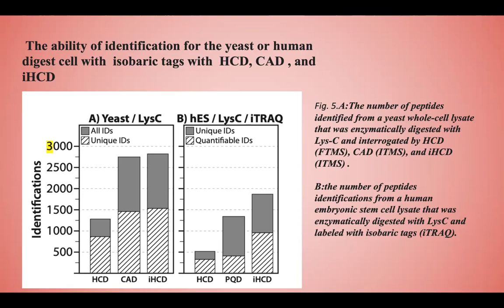Chart B shows that IHCD is capable of identifying and generating quantitative information from isobaric labeled peptides. The reason why the authors replaced CAD with PQD is because CAD cannot retain quantitative reporter ions. Compared with PQD or HCD, IHCD produced twice as many identification results. In summary, this identification and quantification data show that IHCD is an excellent method based on isobaric quantification.